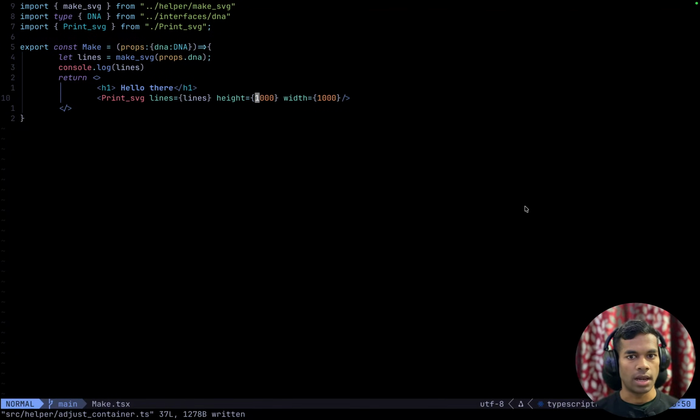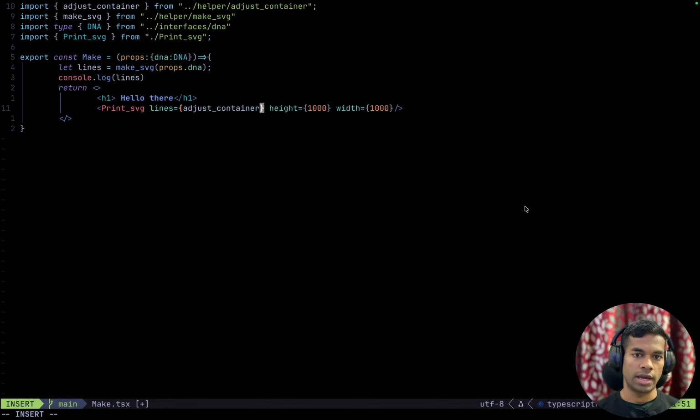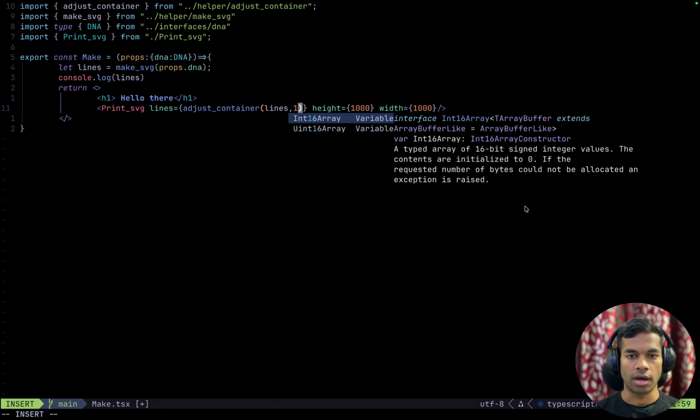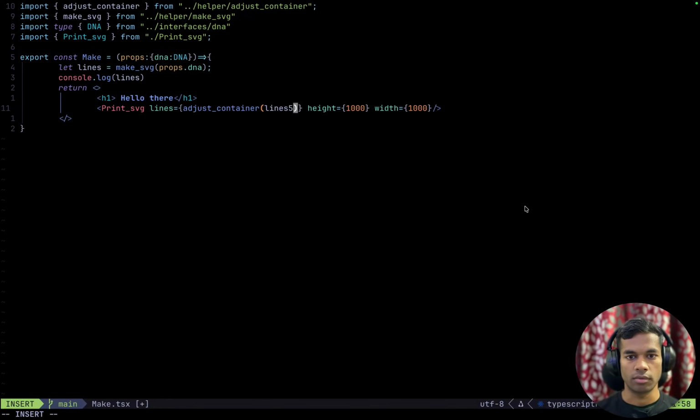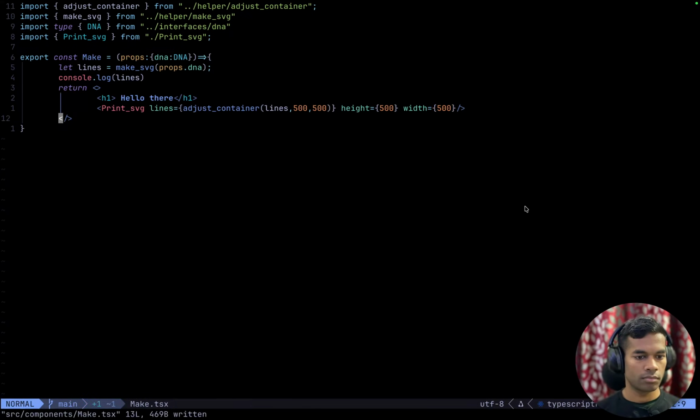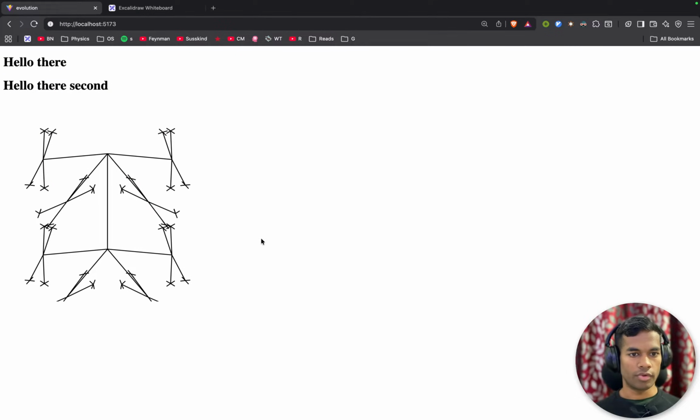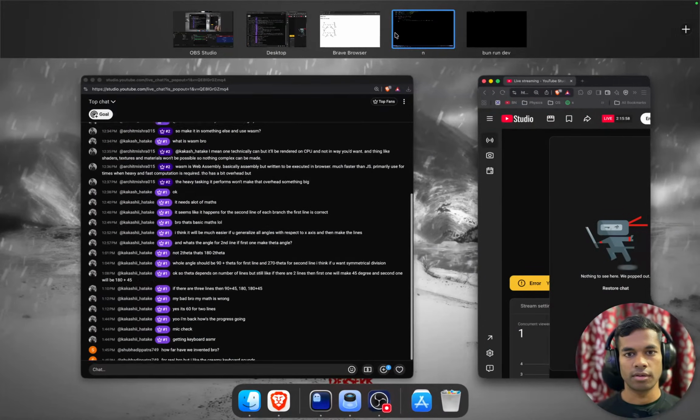Okay, lines 1000 by 1000. Before passing in the lines, adjust container, pass in the lines, and then height and width, let's say 500 by 500. And what do we have? That actually looks fine.